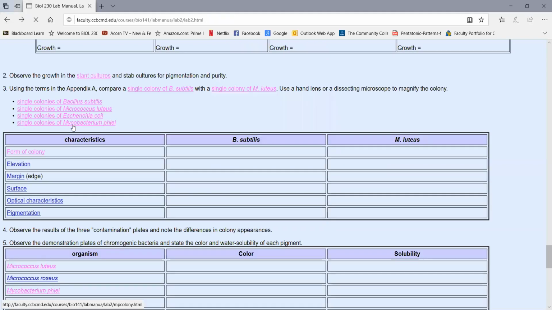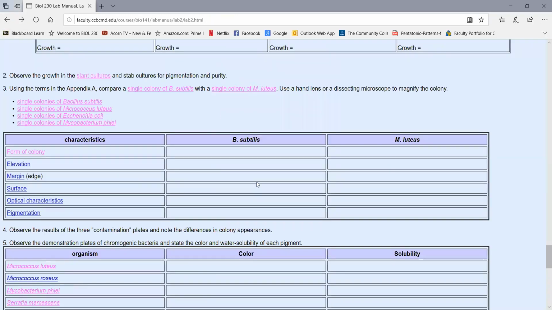If we look at a single colony of Mycobacterium phlei, this is a bacillus-shaped bacterium. It has an irregular edge to it. You'll notice that when you look at the colony with the lid off, that it's very dry looking. And it has an orange water insoluble pigment. So again, we're not going to fill out the table for step 3, but we do want to observe the 4 bacteria and see that they do produce different looking colonies.